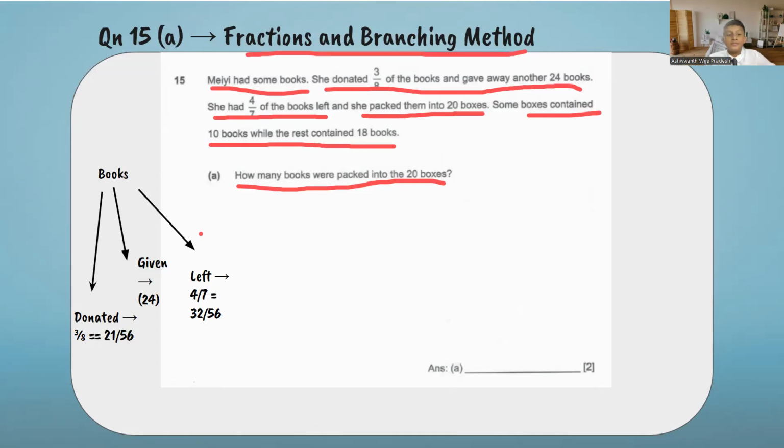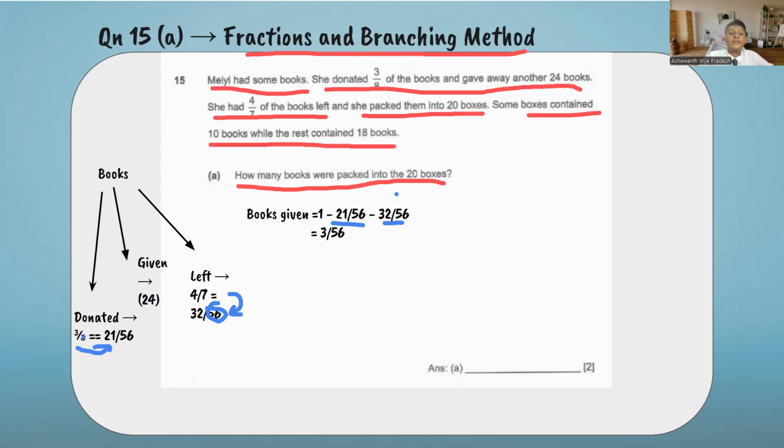Then let's make it into a common denominator so it'll be easier. So the common denominator of 8 and 7 is 56. So we make 3/8, 21/56, and we make 4/7, 32/56. So the given is 1 whole minus 21/56 minus 32/56, which is 3/56.